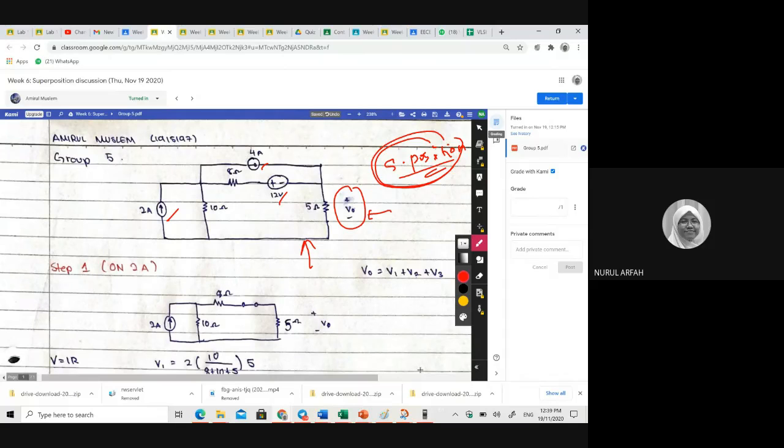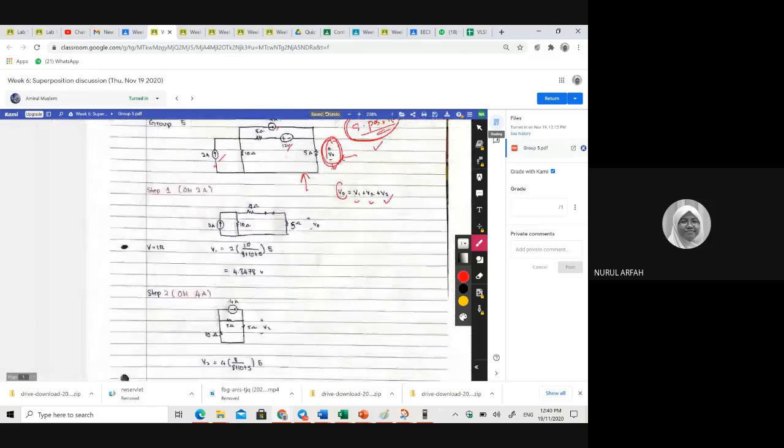Let's say you want to have a V node right here. So you use one method, which we call superposition, in order to find that value of interest, the V node here. You're going to turn on only one source at a time. So you can say the V node equals V1 plus V2 plus V3 in order to get the total of the V node that you want. Okay, but you need to separate all the figures that you have, like in our group number 5 here.